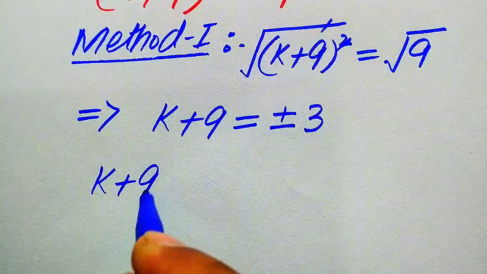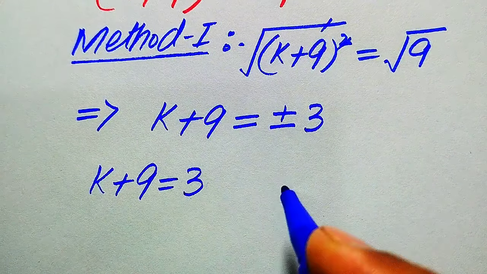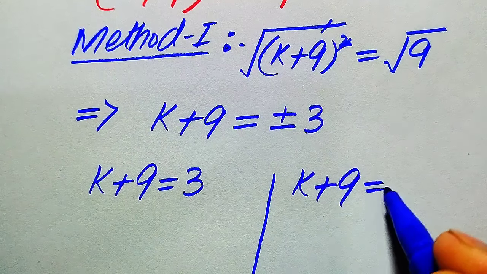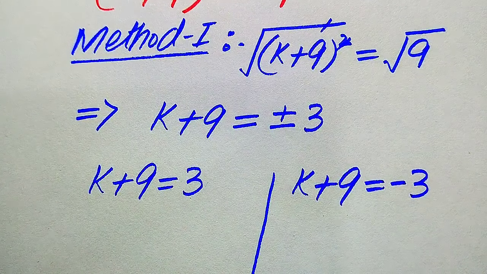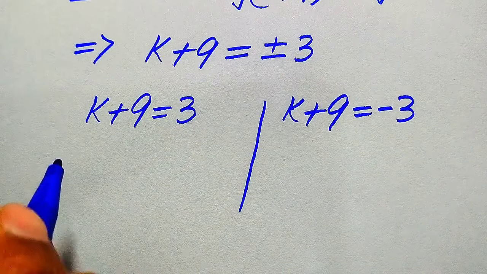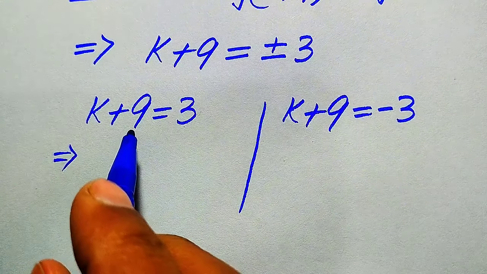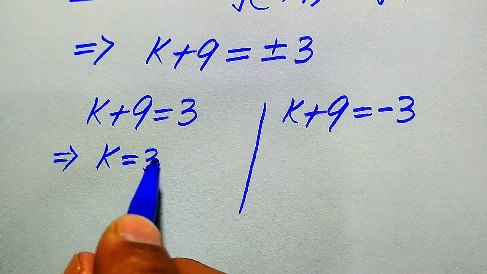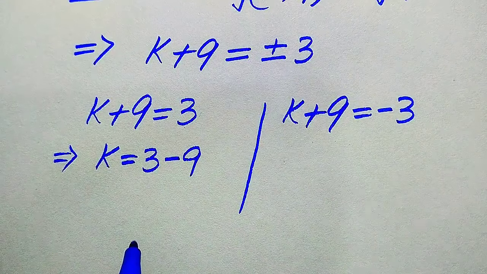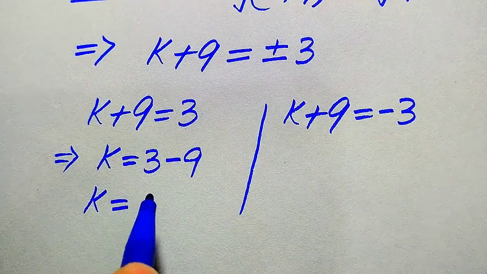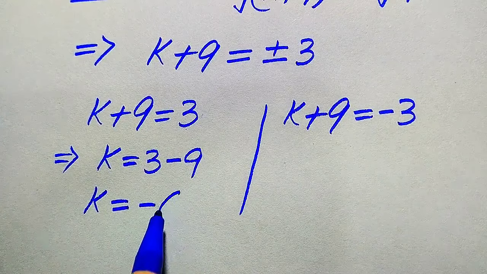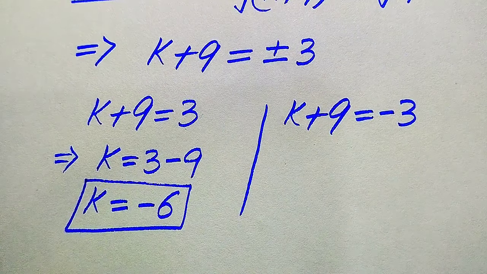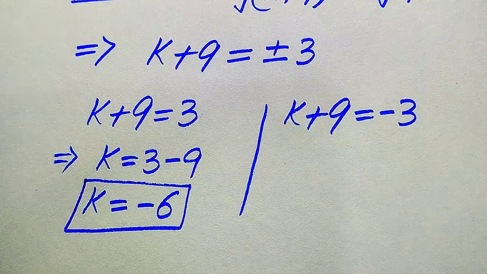The first case is we write k + 9 = +3, and the second case is we write k + 9 = -3. Further in the next step, we move this plus 9 to the right hand side, and it will be written as k = 3 - 9, and 3 - 9 becomes -6. So this is the value of k which we get here.